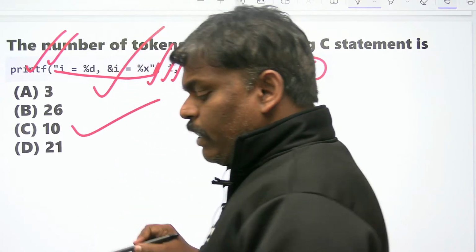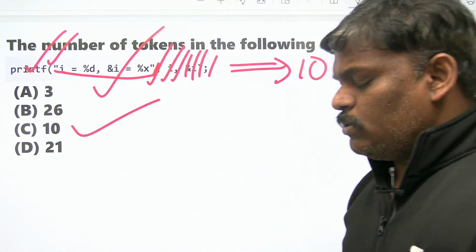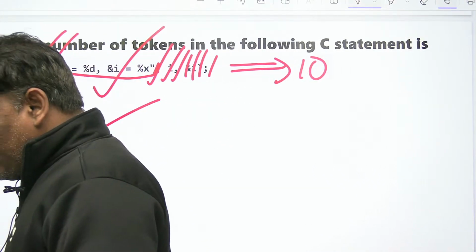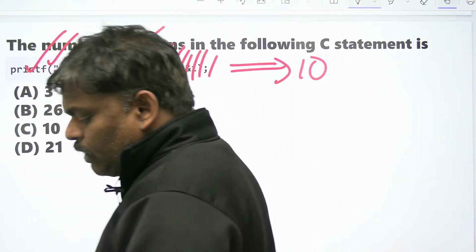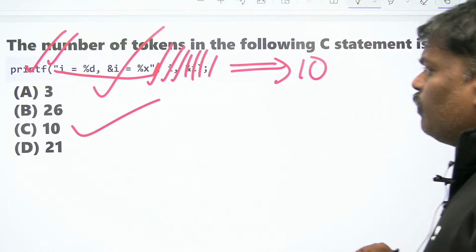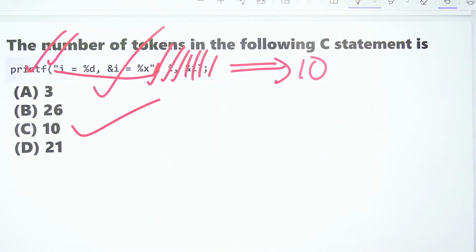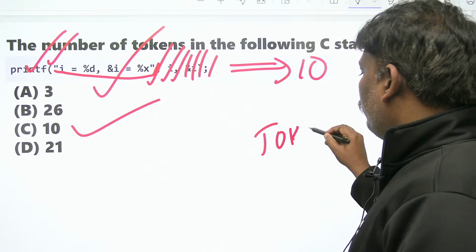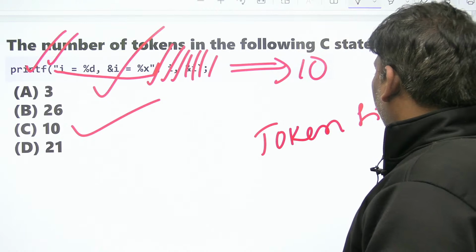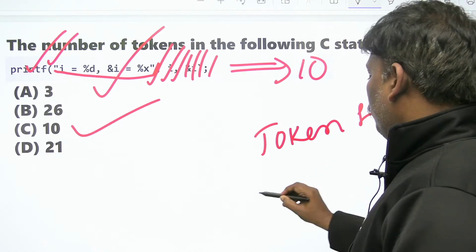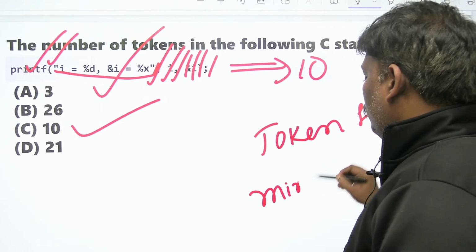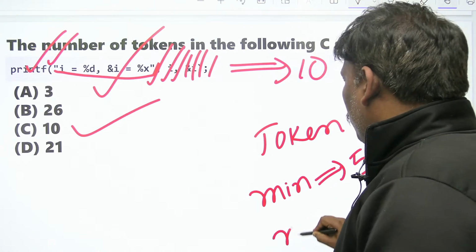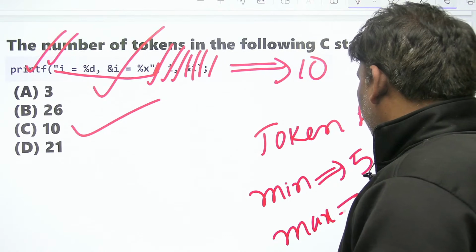So for token finding, please practice a minimum of 5 problems, maximum 10 problems. If you do 5 to 10 problems, it is beneficial.